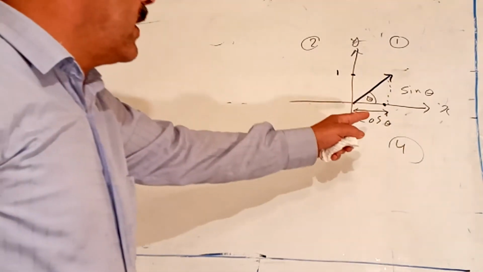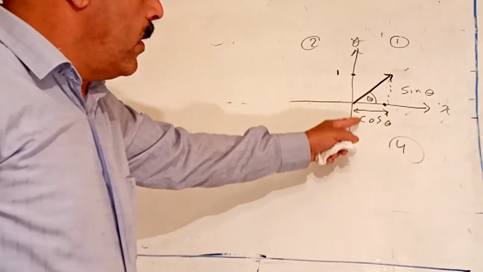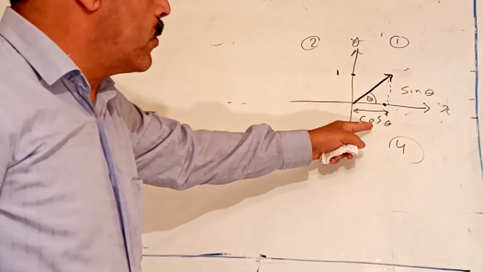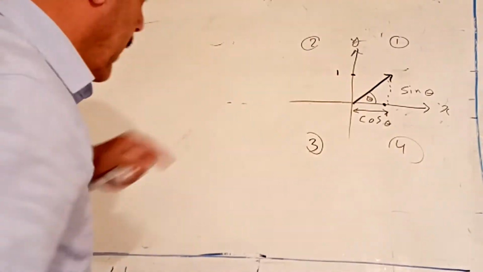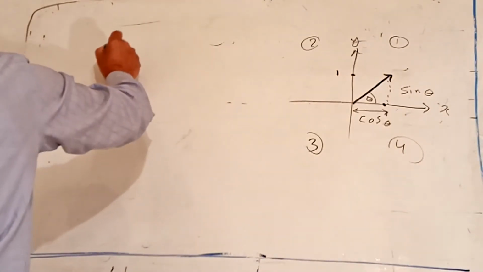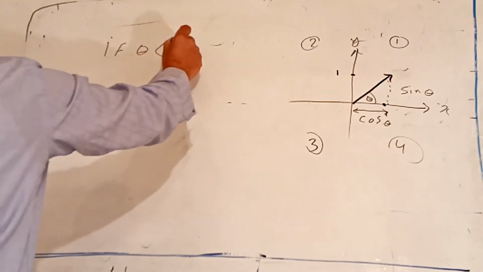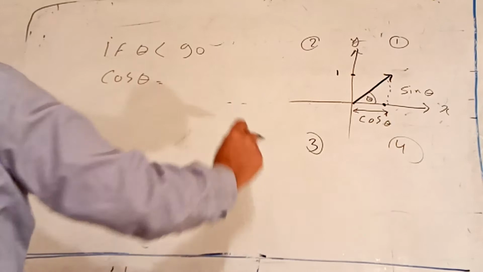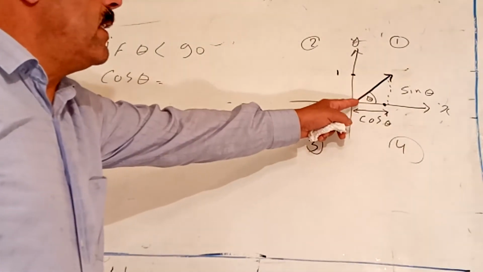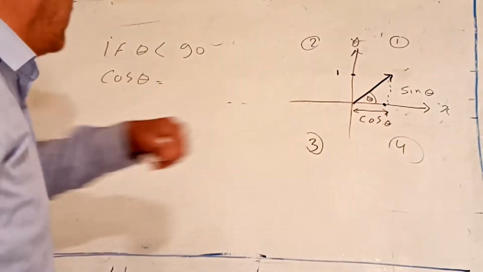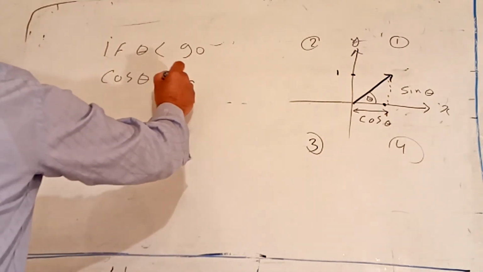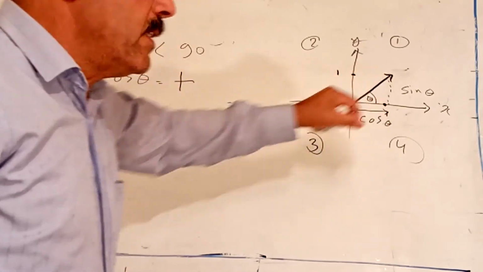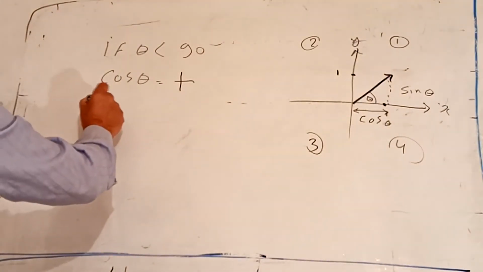Let's consider now, just take the cosine. When the angle is less than 90, we are in the first quarter, cosine will be positive. So cosine theta, if theta less than 90, the angle is less than 90, cosine theta is in the positive sign, so cosine theta is positive. And also the sine theta, the y-axis, is positive.